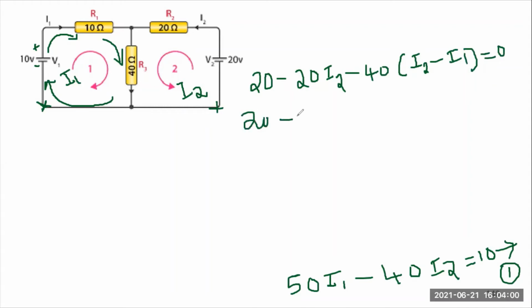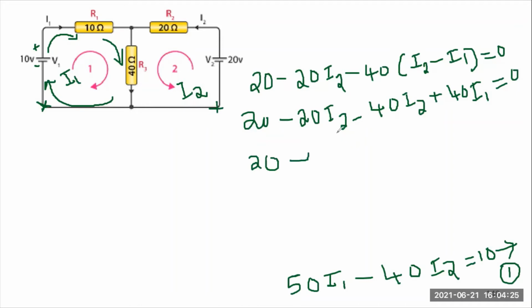So 20 minus 20I2 minus 40I2, then minus 40 and minus I1, this becomes 40I1, that is equal to 0. Let me rearrange. 20 minus, this becomes 60I2, plus 40I1 equal to 0. Let me rearrange the equation.